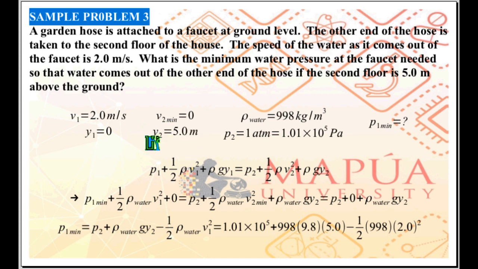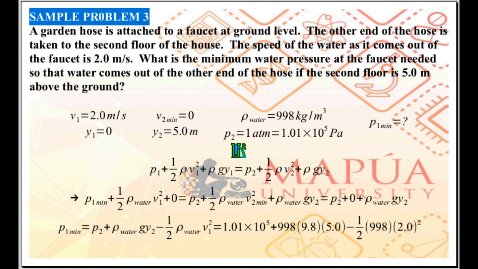The height of the second position is given. The second floor is 5 meters above the ground, so let Y2 be equal to 5 meters. The fluid in question is water. We know the volume density of water to be 998 kilograms per cubic meter. The mouth of the hose on the second level is open. It's exposed to the atmosphere. So the pressure at position 2 is 1 atmosphere, 1.01 times 10 to the 5th power Pascal.